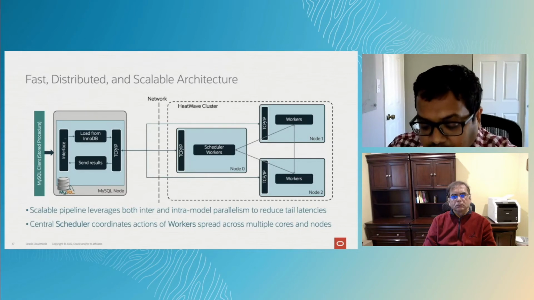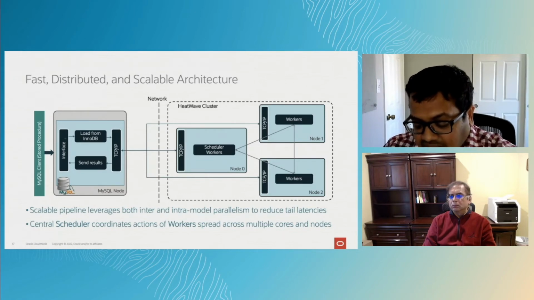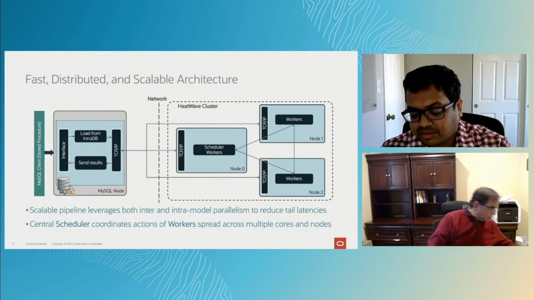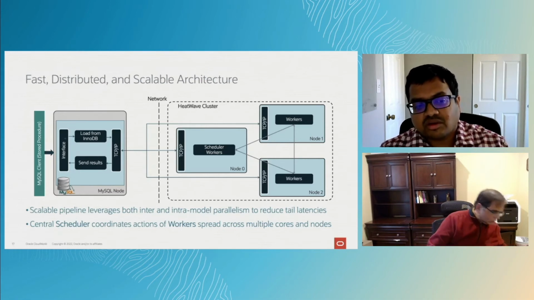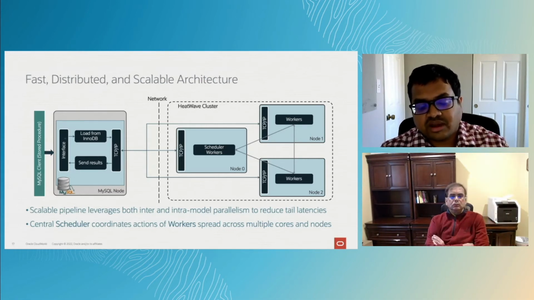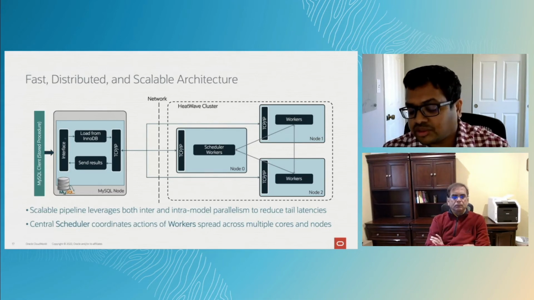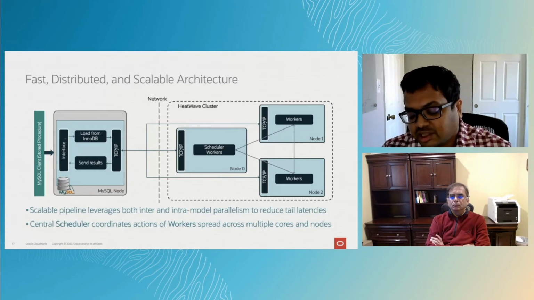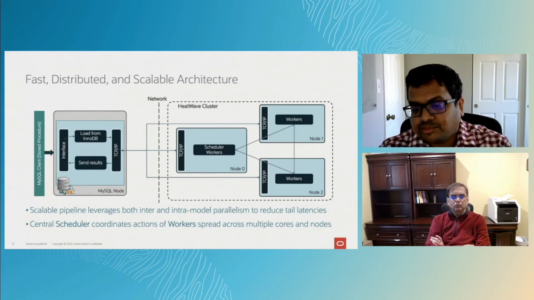Now, HeatWave ML is very fast. What makes it so fast? Let's have a brief look into the architecture. On the left side, you have the client. The client is what users use to log into the MySQL server. The client sends, let's say, a training request to the server, and the server distributes the training request across the entire HeatWave cluster.